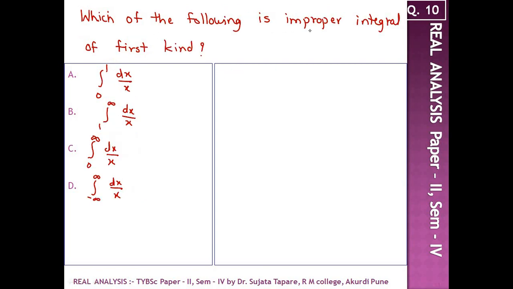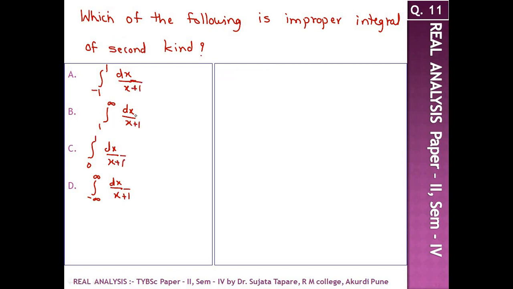Which of the following is an improper integral of the first kind? For the first kind, one of the limits should be infinite. So this third option can be the answer, and the function should be bounded. So 1 upon x is bounded in the interval 1 to infinity. Here 1 upon x is unbounded at 0, and over here 1 upon x is unbounded at 0, and 0 is in minus infinity to infinity. So the answer obviously is B.